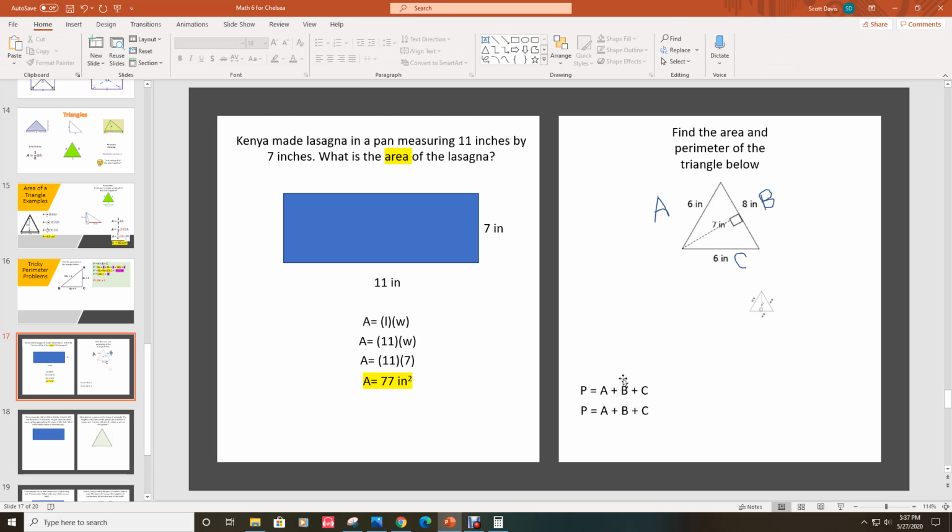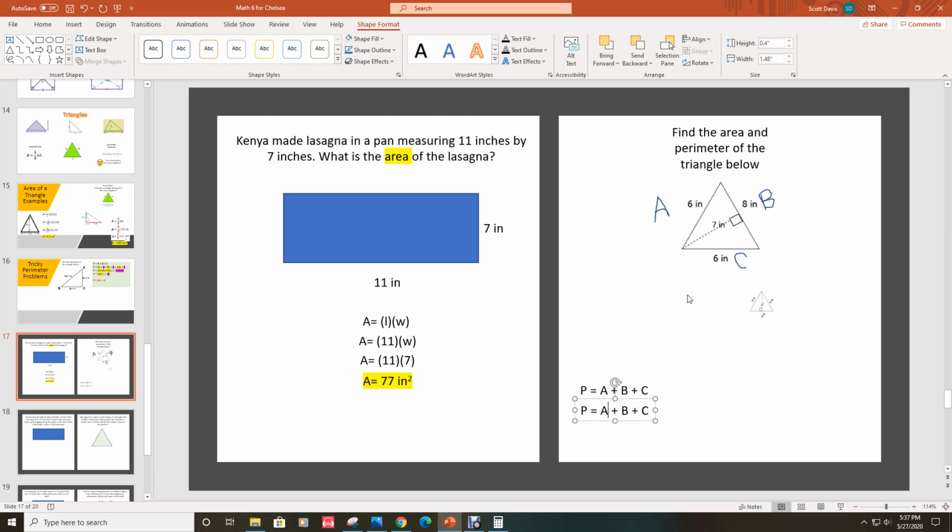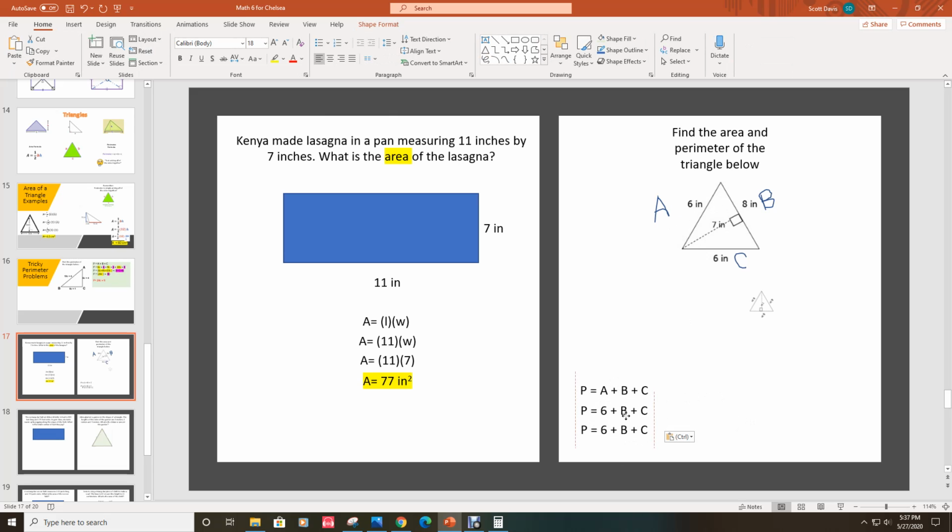Here we go. I'm not going to rush myself. All right. Now I'm going to fill them in. Do I have A? 6. I'm going to carry it down so that I don't mix myself up. Do I have B? Yes, 8. And I'm going to carry it down. And do I have C? Yes, 6. So I'm going to fill that in. Do I have anything else in my formula to fill out? No. So I am good to go to be able to solve these now.